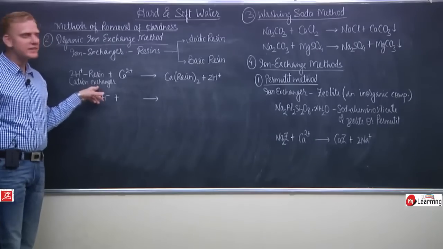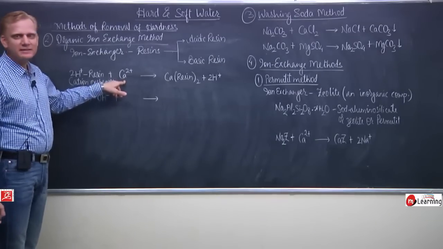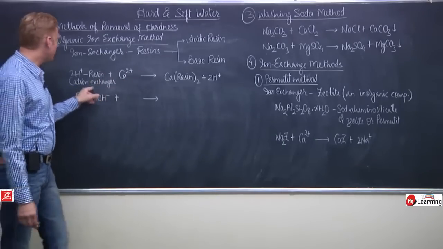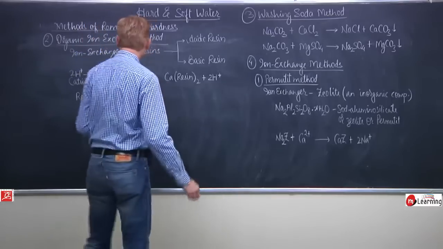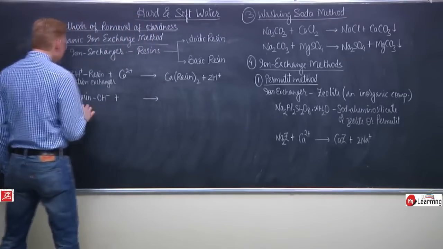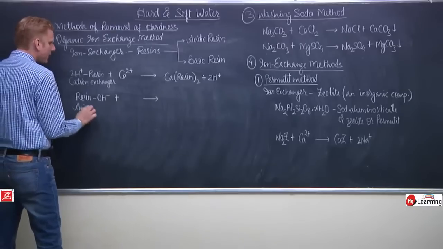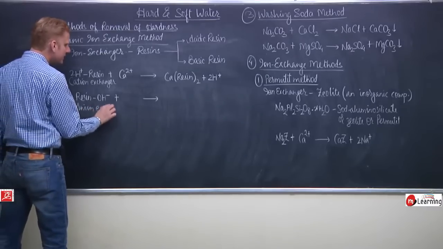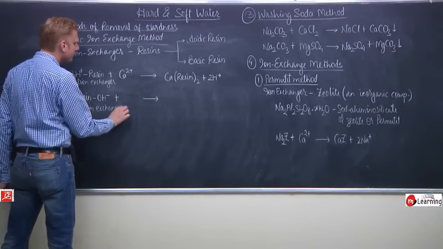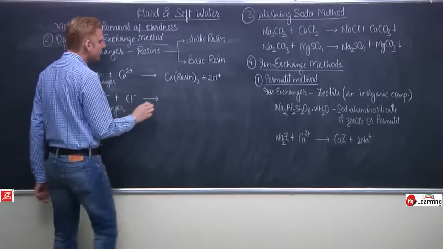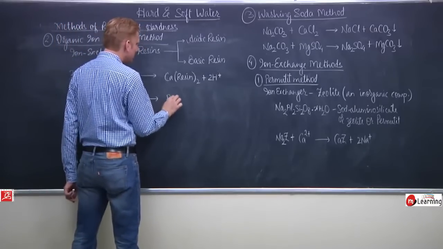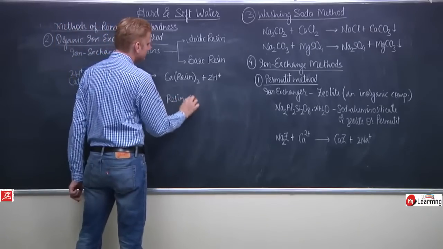Which part is being exchanged here? The calcium ion, the cationic part. So this is called the cation exchanger part, or the cation exchanger resin. The basic resin will be an ion exchanger. In a similar way, this part will exchange the chloride or sulfate present there.